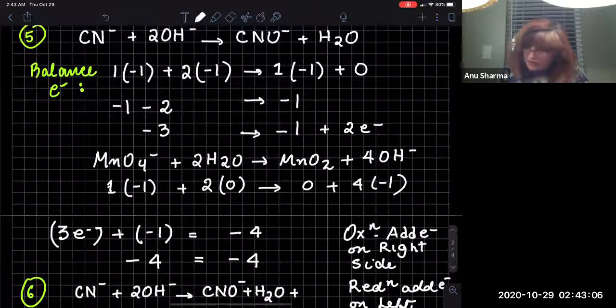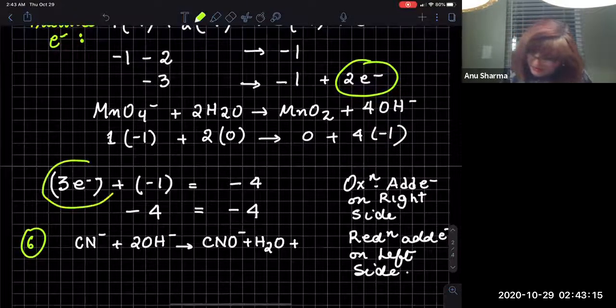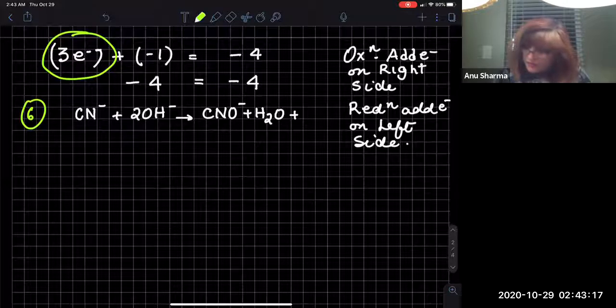We added those 2 electrons. Remember to balance the charges. So don't forget this number. Don't forget this addition you did. And here you added this thing. So don't forget that, okay? So here is going to be your 2 electrons, okay?